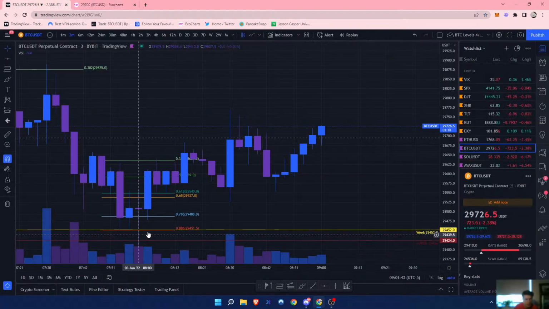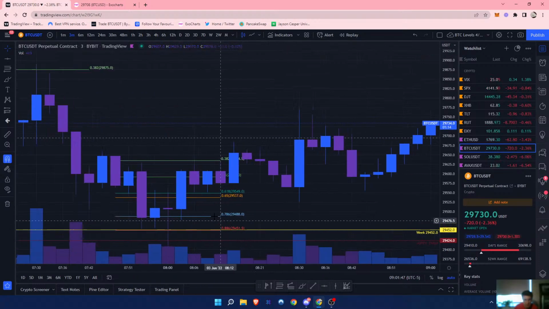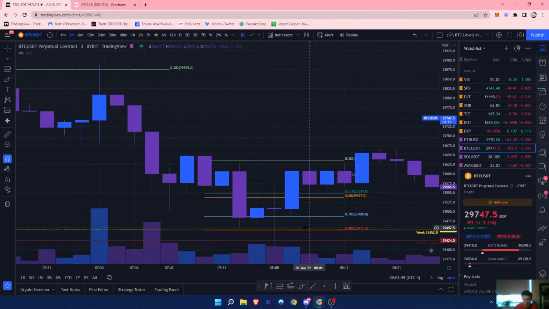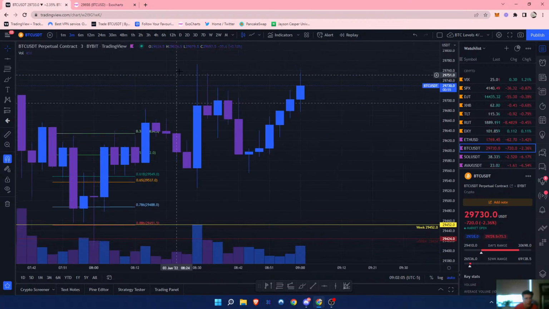I don't think we're going to get a second swing failure pattern of that because we already came down to this level. Just zooming in here on the 3 minute time frame, we had this weekly support at around 29,450. So we did tap that. And then we kind of had a second swing failure pattern of the lows right here, kind of punishing the early traders that were coming into the trade right now.